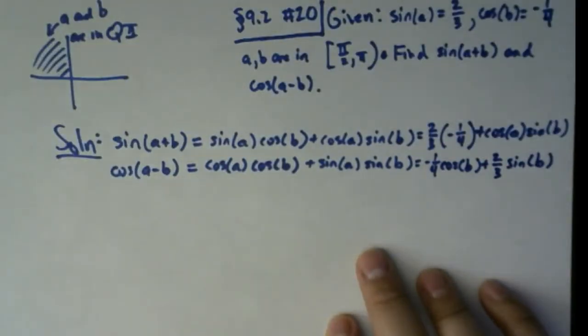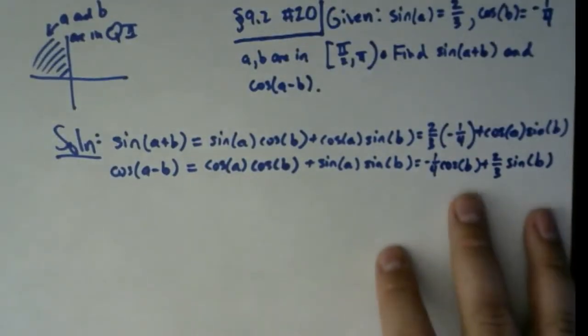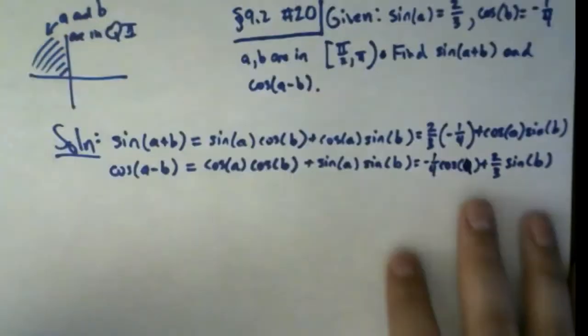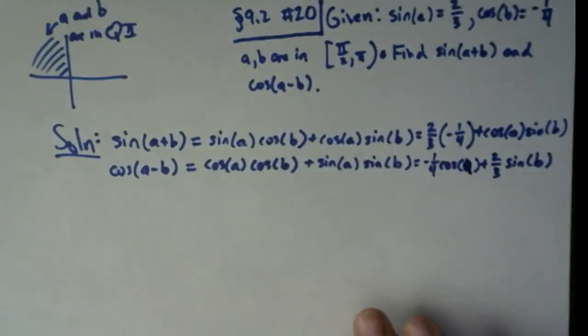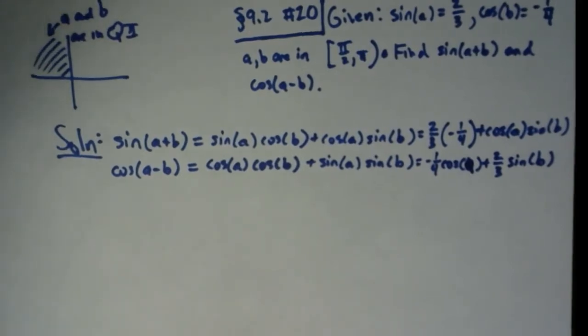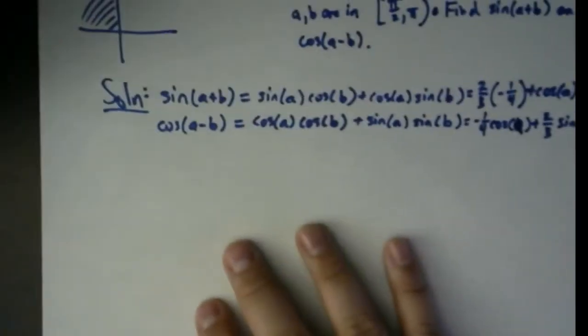Now, the remaining part of this problem is finding out what the values of sine B and cosine A are. Did I make a typo here? Yes, this is cosine of A. My apologies. So how do we do this? Well, that's where this quadrant information and this given information become useful. We essentially have to draw triangles. So, let's do the first one.